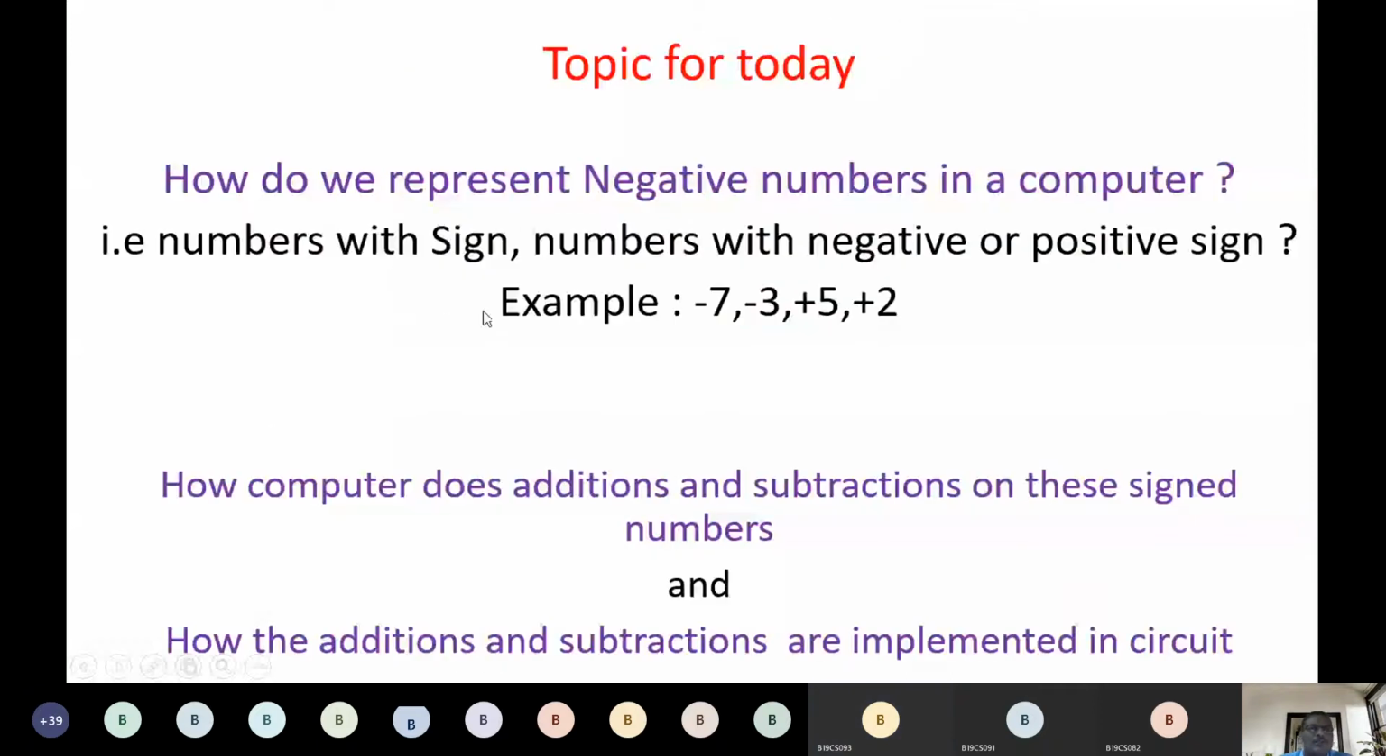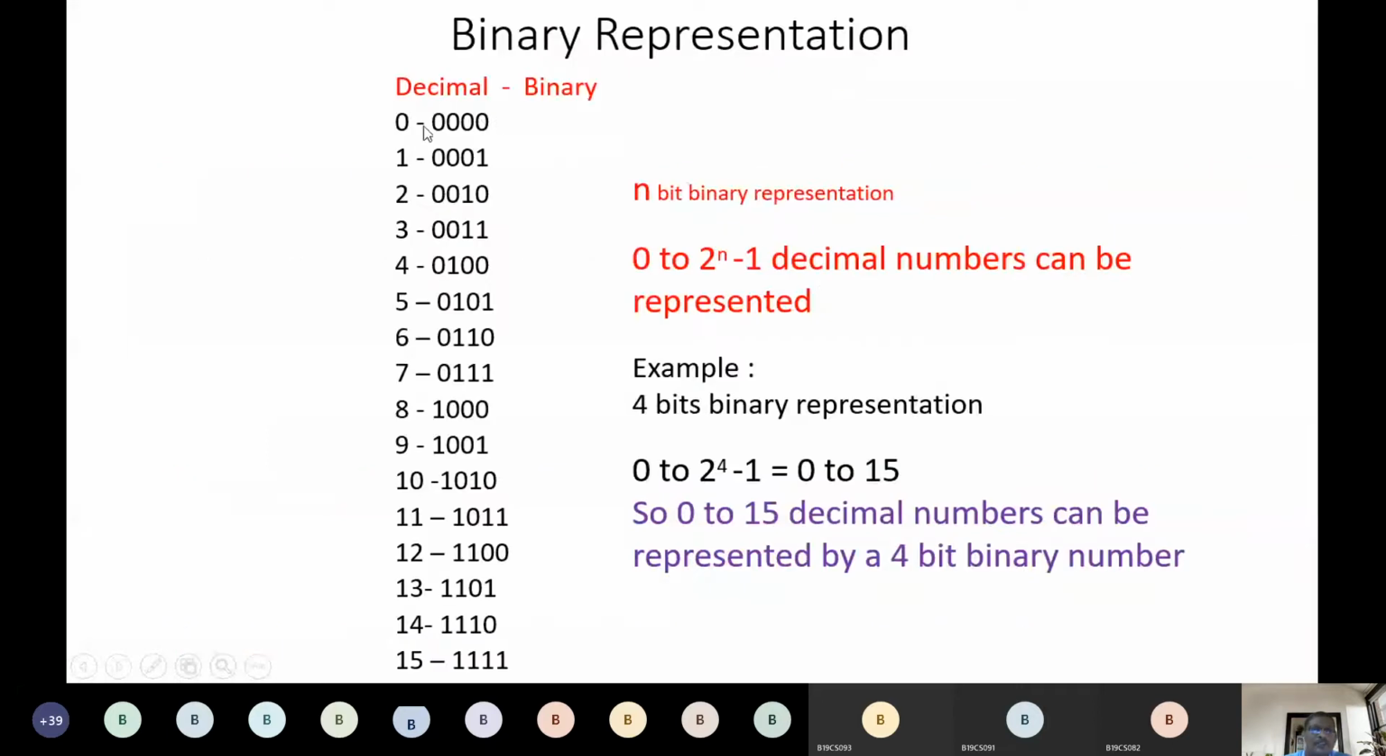So the topic for the day is how do we represent negative numbers? Generally, without any sign, this is the format of representation. But when we want to represent negative numbers, how do we do it? For example, how do I represent -4, -3, -2, -1? How do you represent these?